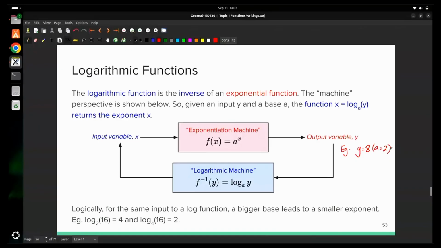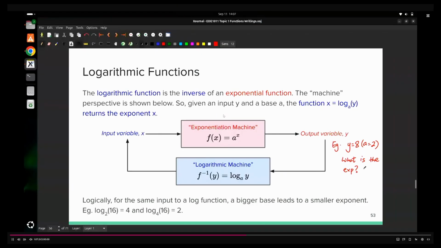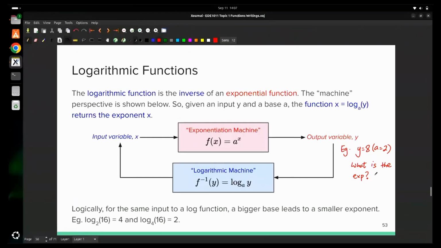So then I'm asking you, what is the exponent? What is the power? Then you just think, okay, the base is 2. How do I get 8? So 2 to the power of 1 is 2, 2 to the power of 2 is 4, 2 to the power of 3 is 8. Bingo. That's the answer. So what is the exponent? The exponent is 3. So x equals 3 in our example.